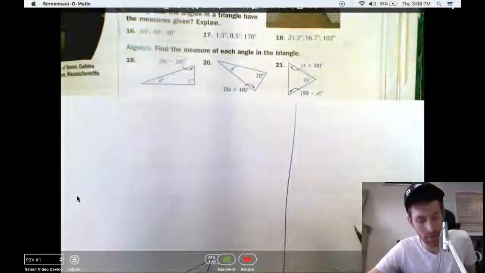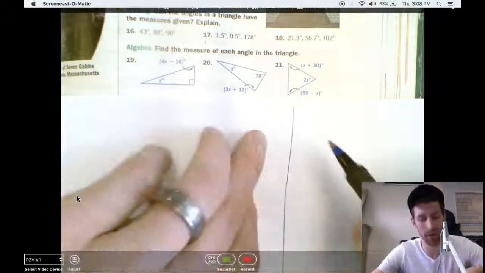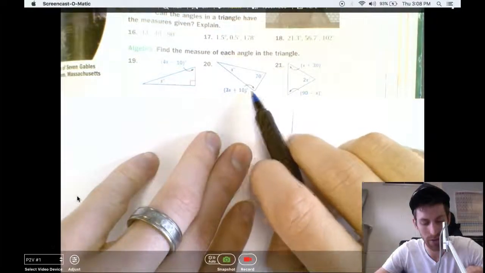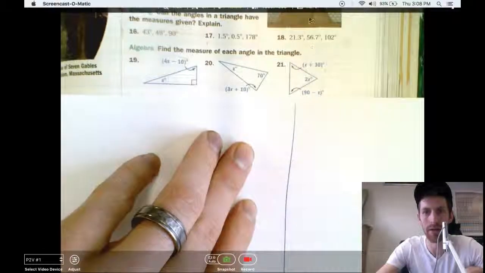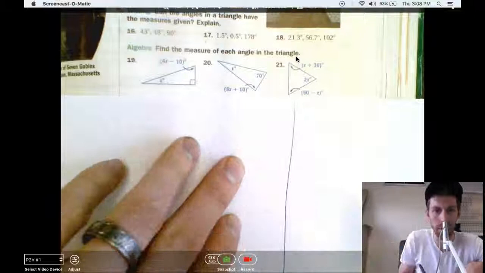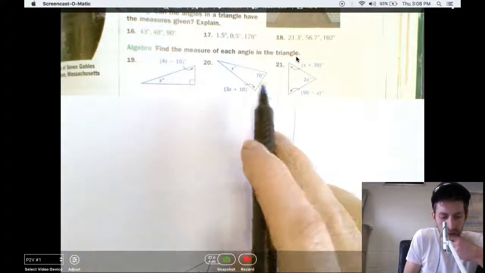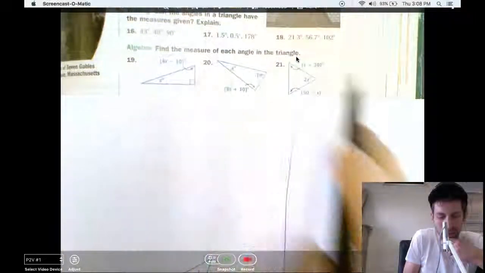But here's what I really wanted to get to. Sometimes they are going to give you an expression for the measurement of an angle. It's a little whited out here, isn't it? Oh, well, we'll deal with it. So how could you find, it says find the measure of each angle in the triangle.